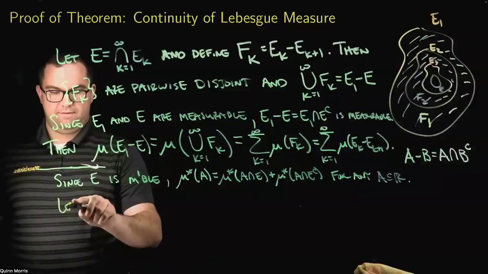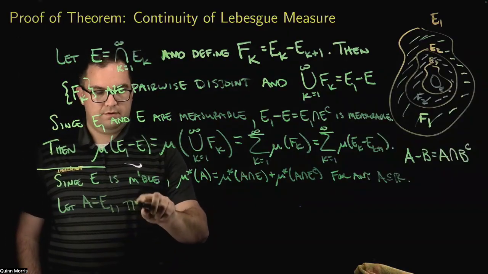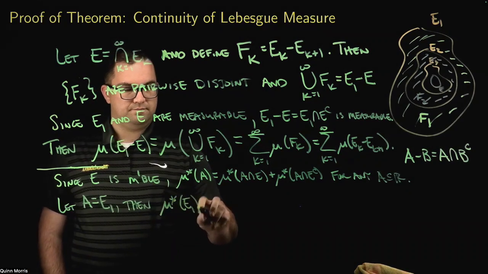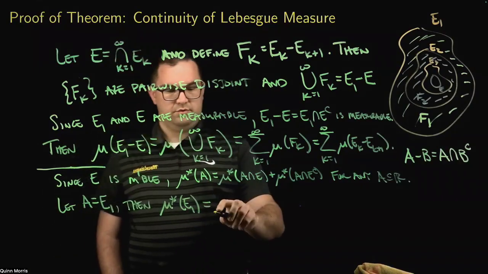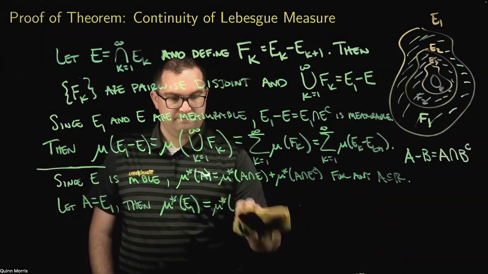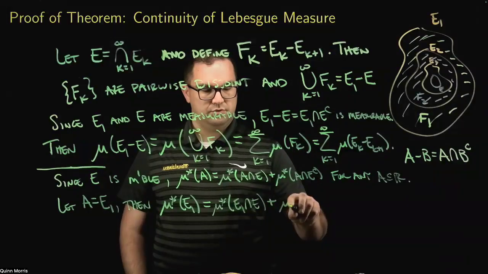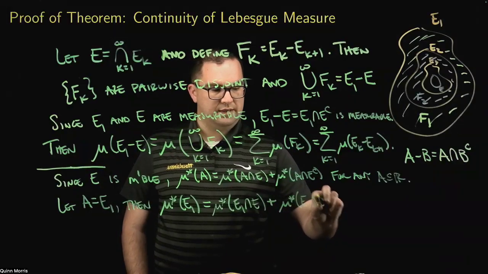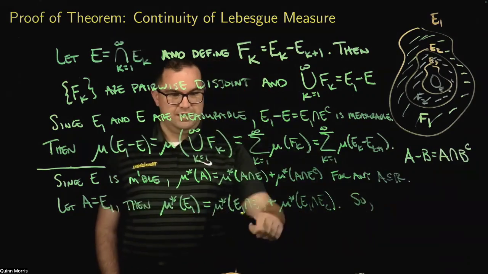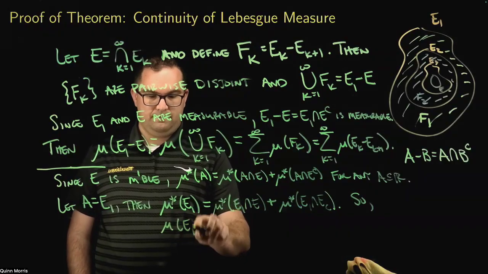Okay. So if I let A be the set E1, then what do I get? Then I get mu star of E1 is equal to mu star of E1 intersect E plus mu star of E1 intersect E complement. So now if I look at these, okay, E1 is measurable. So this is just mu of E1.